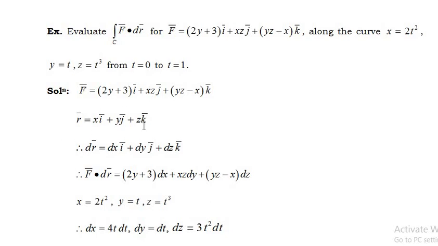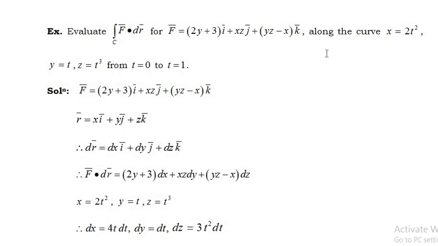Again displacement vector r bar. So dr bar is equal to dx i plus dy j plus dz k. Therefore, f bar dot dr bar equal to (2y plus 3) times dx plus xz times dy plus (yz minus x) times dz.